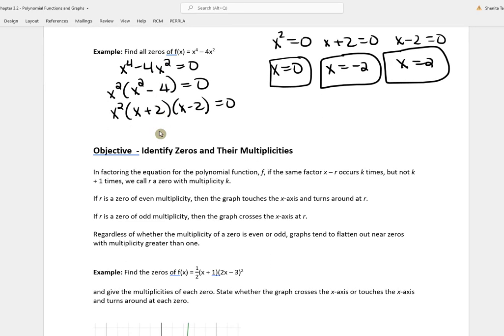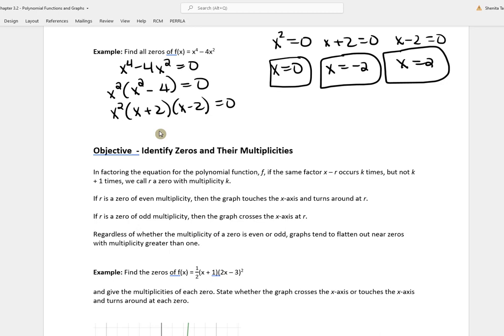The next objective talks about how to identify zeros and their multiplicities. In factoring the equation for the polynomial function f, if the same factor x minus r occurs k times but not k plus 1 times, we call r a zero with multiplicity k. Now this wording might seem confusing, but once I explain it, it makes more sense.